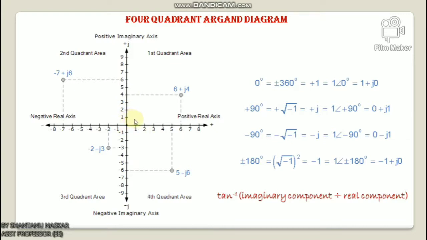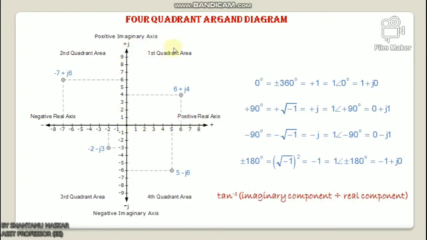So the angle between 0 and 90 degrees will be the first quadrant. Angle theta between 90 degrees and 180 degrees is the second quadrant, and the third quadrant includes angles between 180 and 270 degrees, while the fourth and final quadrant, which completes the full circle, includes angles between 270 and 360 degrees, and so on. So in all four quadrants, the relevant angles can be formed. This equation is tan inverse of the imaginary component divided by the real component.